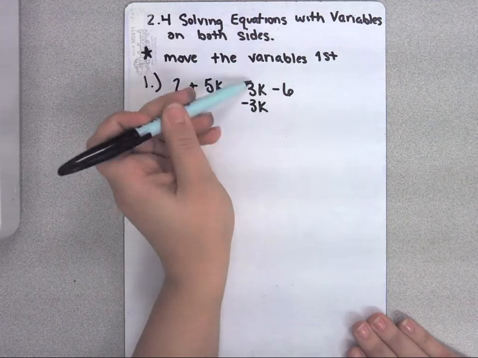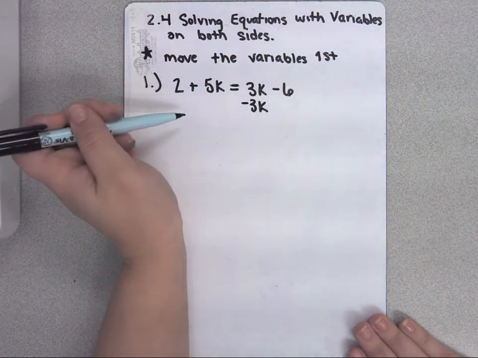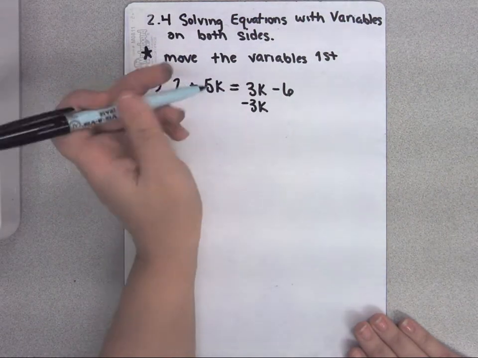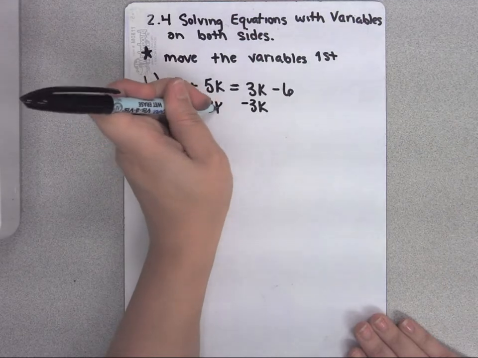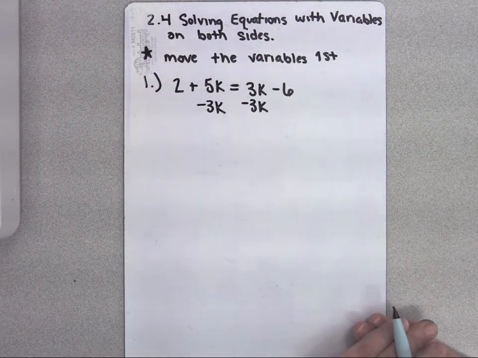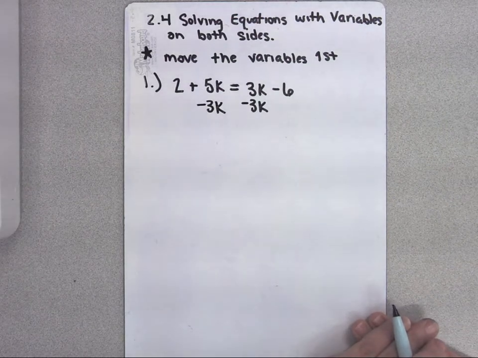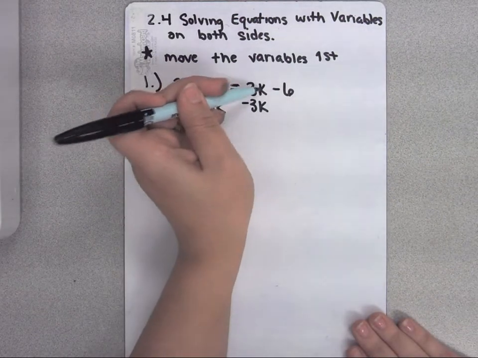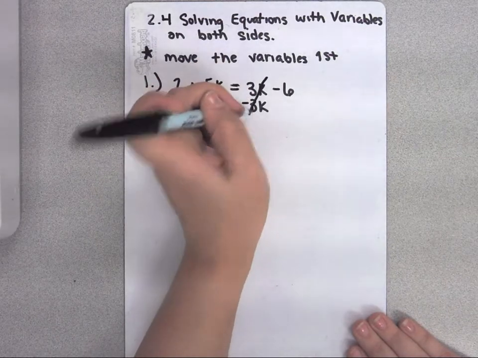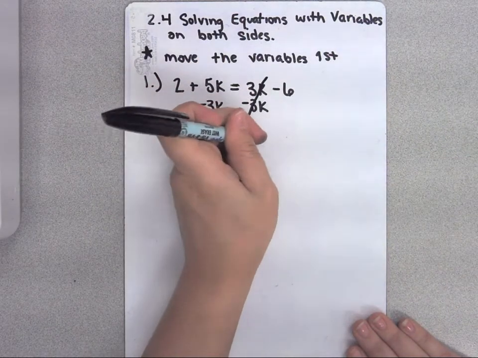I'm only going to subtract it from what? The 3k and the 5k. Why? Because they are like terms. They both only have k's. Now, don't forget to write the k underneath it, right? Because I have 3k's. I took 3k's away. They're gone. All I'm left with is negative 6.